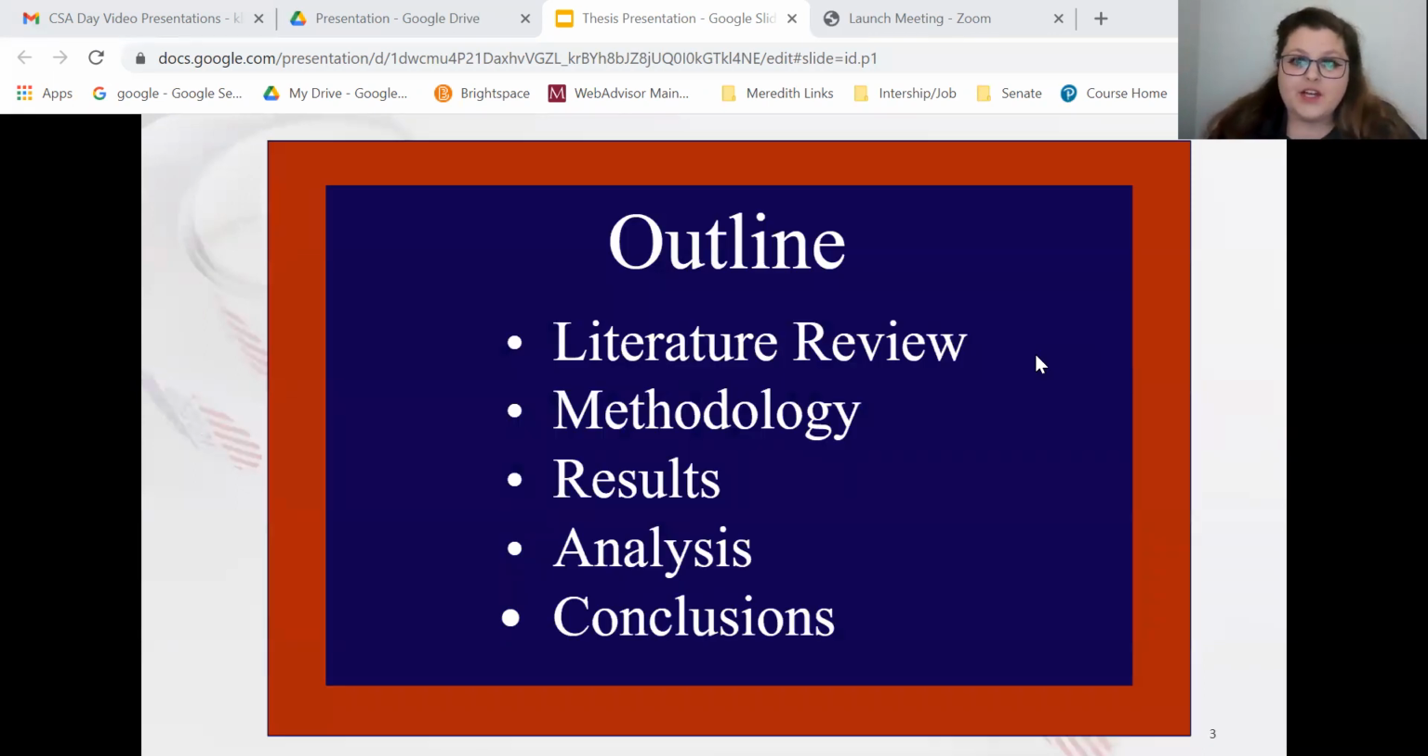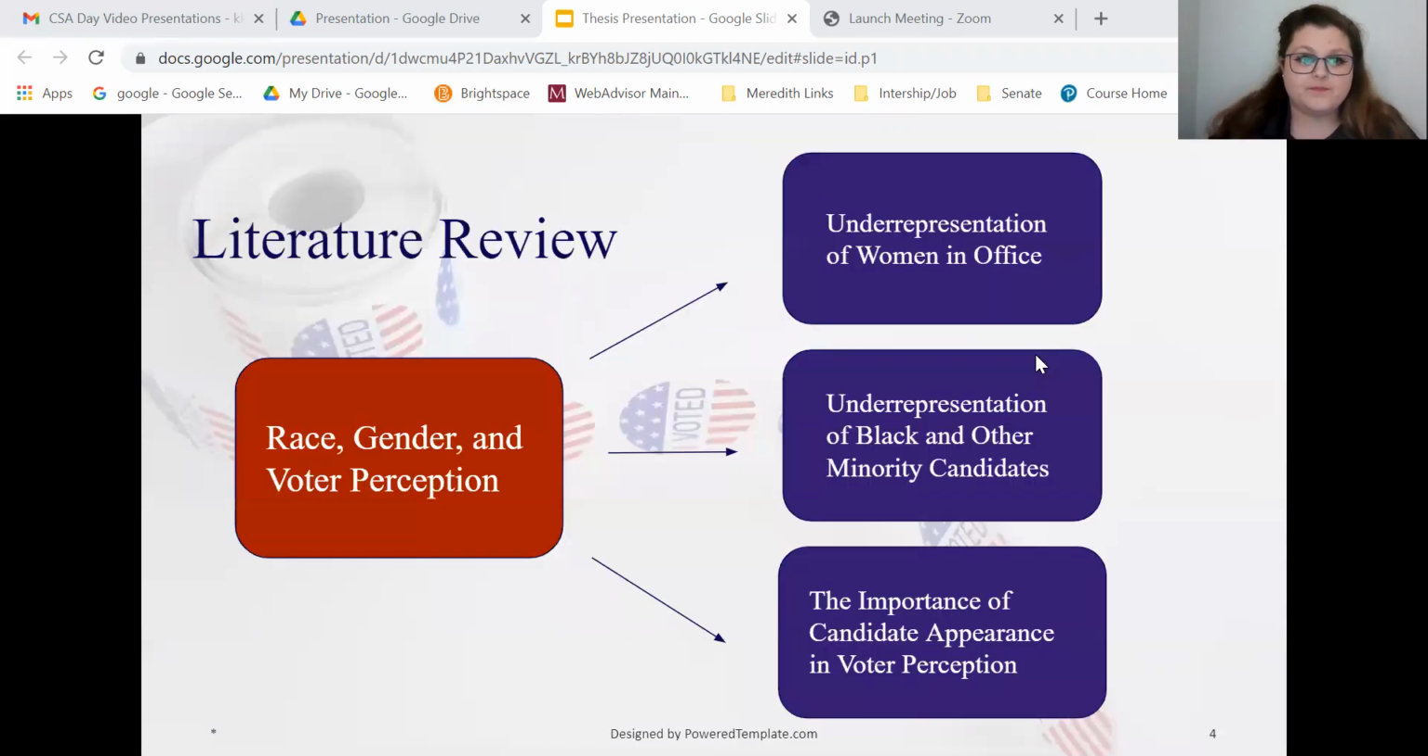In this presentation, I will discuss my literature review, the methodology behind my study, the results I received, the analysis I did on them, and the conclusions I drew based on that analysis. For my literature review, which is essentially a study of what scholars and researchers have found before me on this topic, I split it into three separate categories.